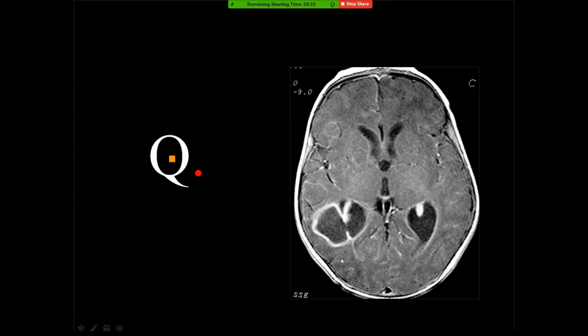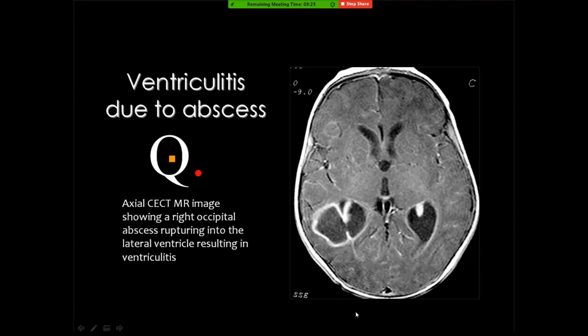Ventriculitis. Yes, this is the brain abscess that has ruptured in the ventricle, resulting in ventriculitis, and this is also one of the known complications of cerebral abscesses.